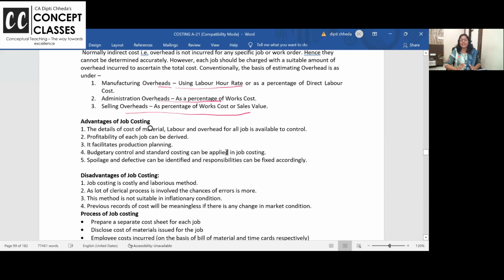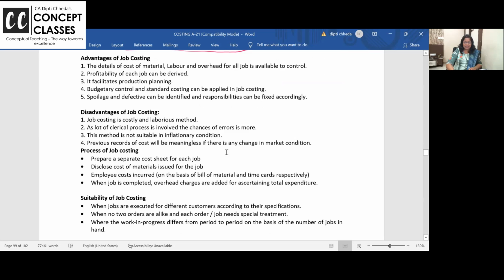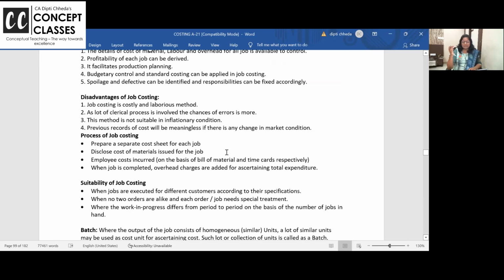Sometimes, like wedding cards. No, I don't have one week. I want you to make the wedding card in 2 days. You say, okay, I'll have to put special workers. We'll have to pay them extra. Charge it to this specific job. Okay. Then the advantages and disadvantages, all that I'm not reading.